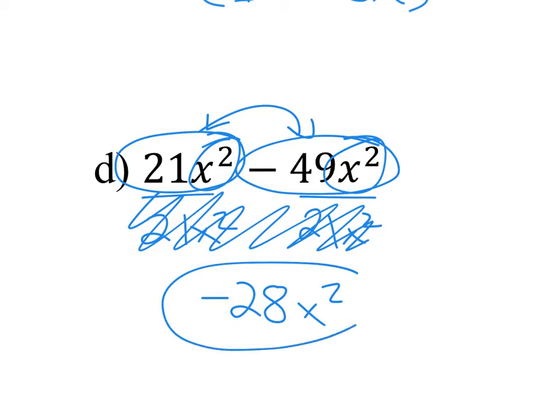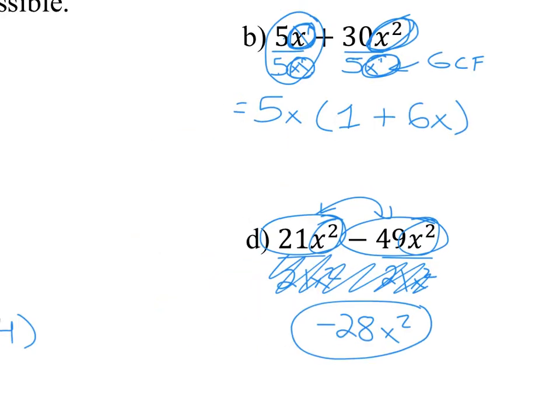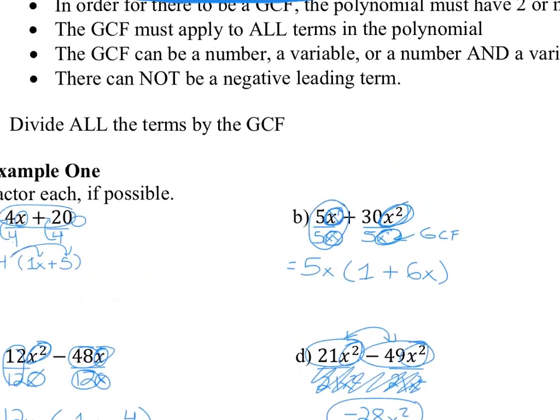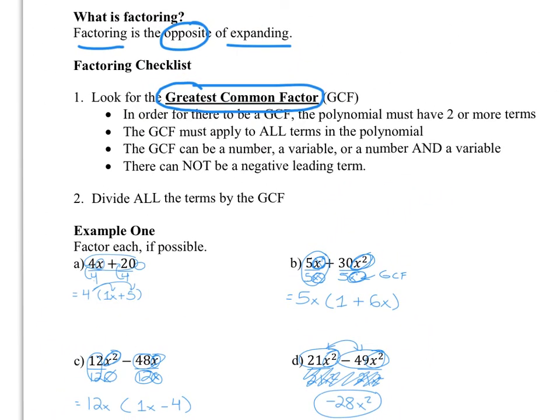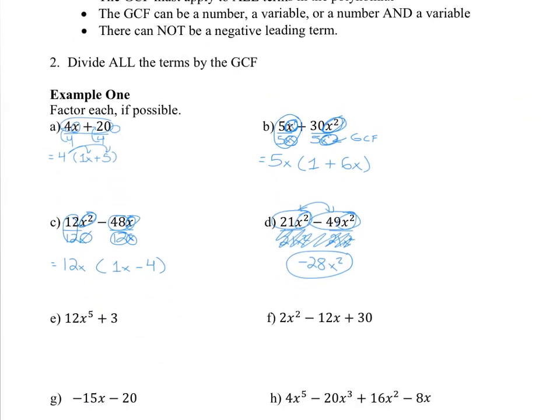Can you take a greatest common factor from a monomial? No, it's just not possible because it's only one term. So you have to have a polynomial there. You have to have more than 2 terms to be able to take something away from. This is just a monomial. So that was put there as a trick.